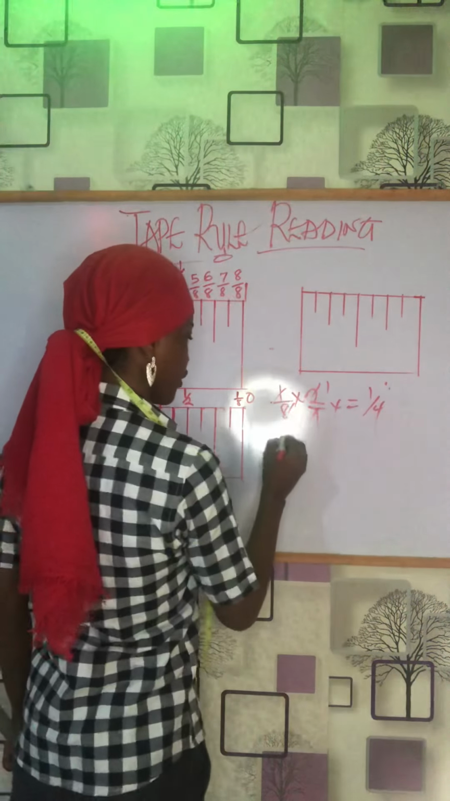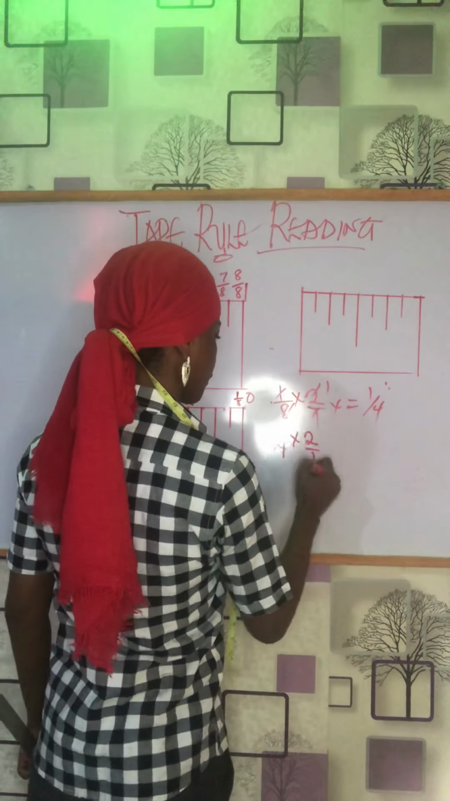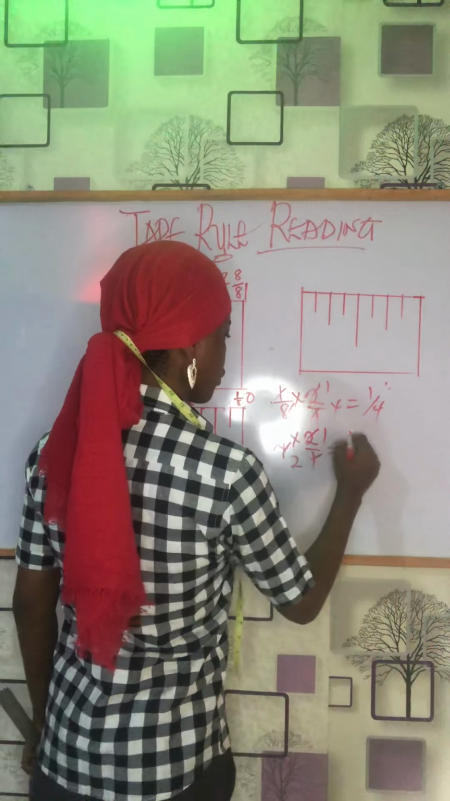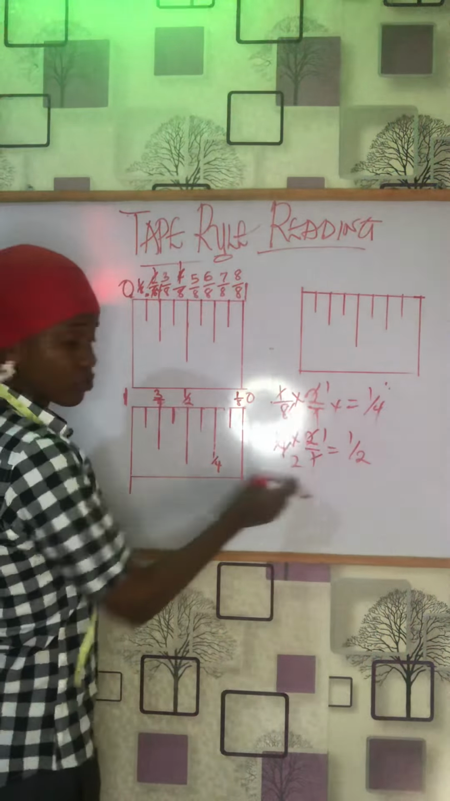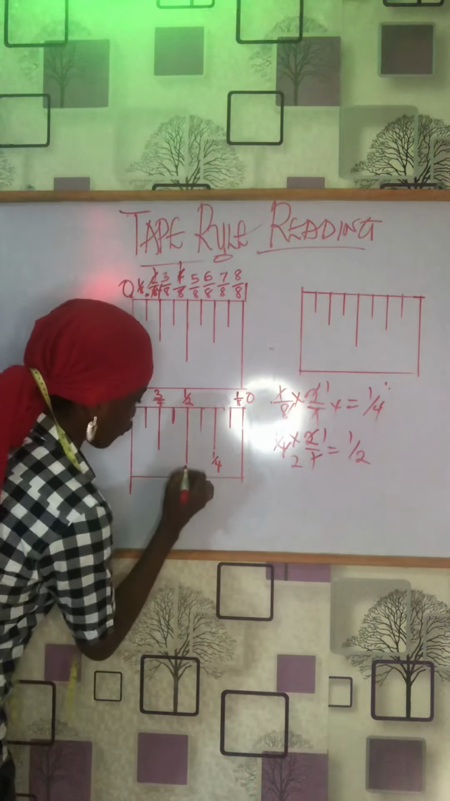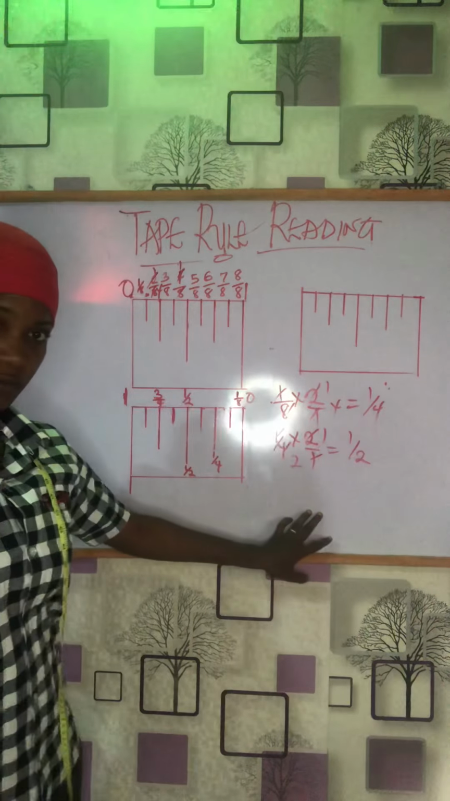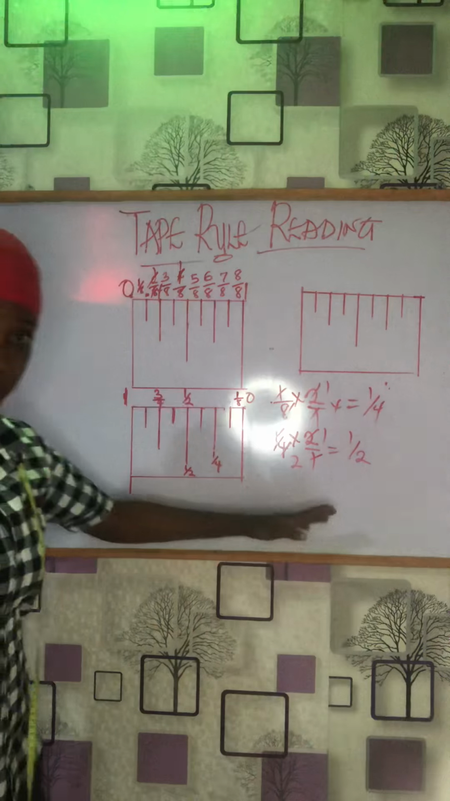So I have 2 1/4. 1/4 times 2. 2 here 1, 2, 1/2. That is 1/4, 1/4. 1/4 times 2 will give me 1/2, my fraction. It's still the same thing, just another method.